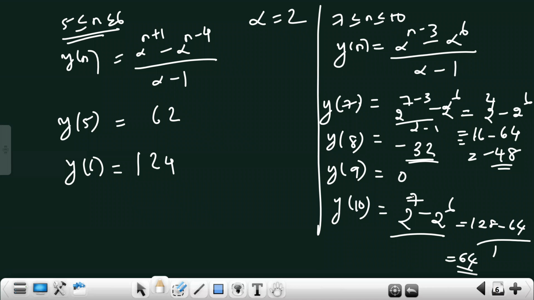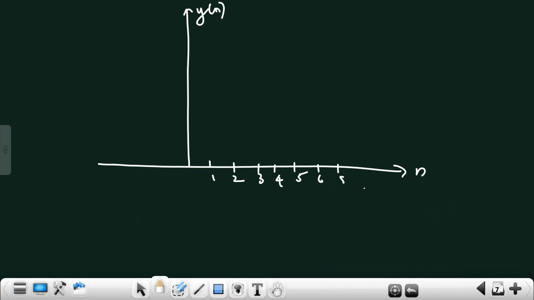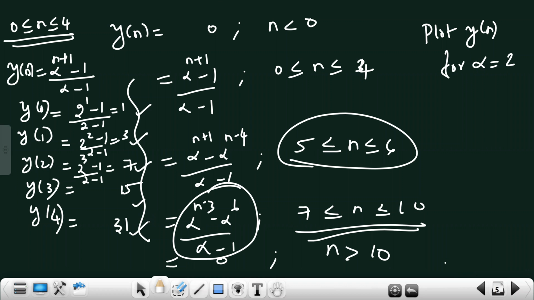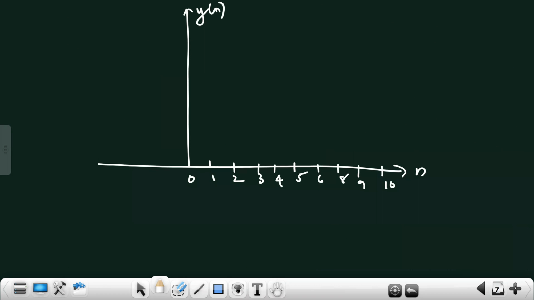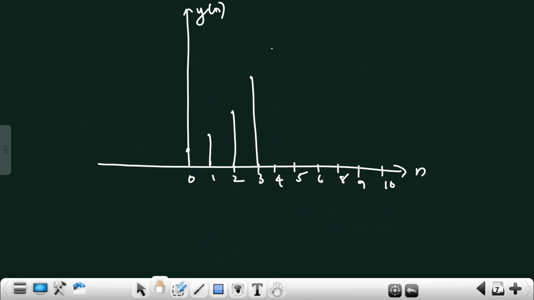So these are the answers that you got. Now, based upon this, you need to plot the final graph for y of n. Y of n is defined from 0 to 10. Y of 0 is 1. So 1, 3, 7, 15, 31.